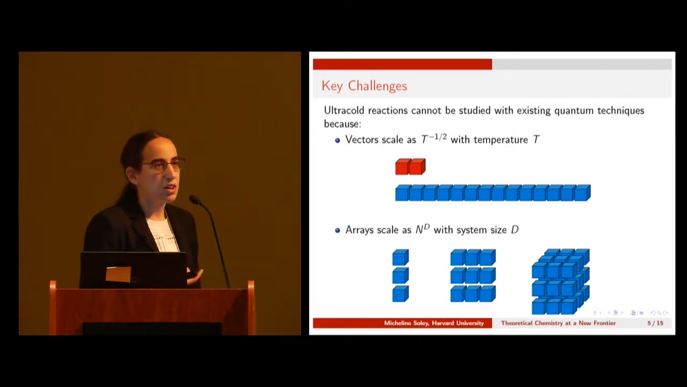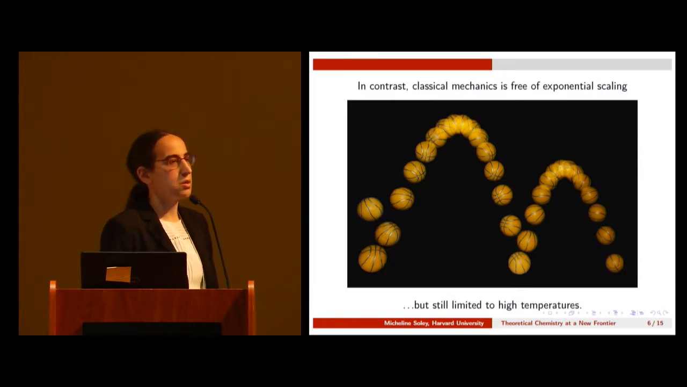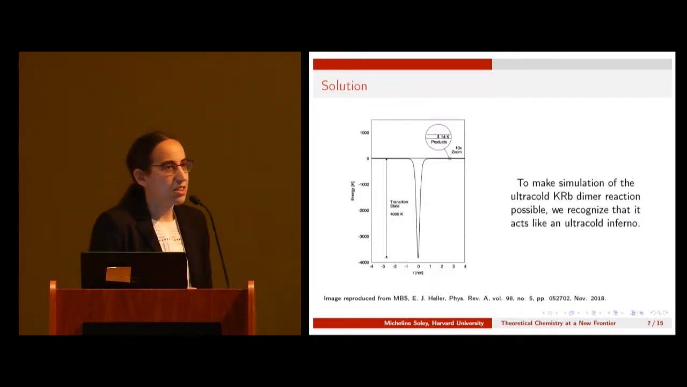One way around this limitation could be classical mechanics. Classical mechanics you can do without a grid, and it's free of that kind of exponential scaling. But the problem is classical mechanics doesn't include quantum effects, like interference. So typically, classical mechanics is done at very high temperatures. People would think that you can't use classical mechanics for ultracold reactions, that ultracold reactions would just be quantum. But what we realize is that the KRb dimer reaction can be seen as what we call an ultracold inferno.